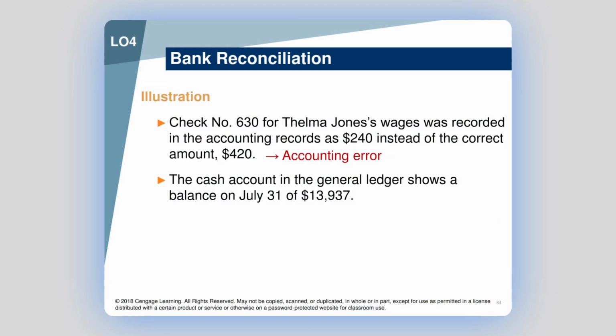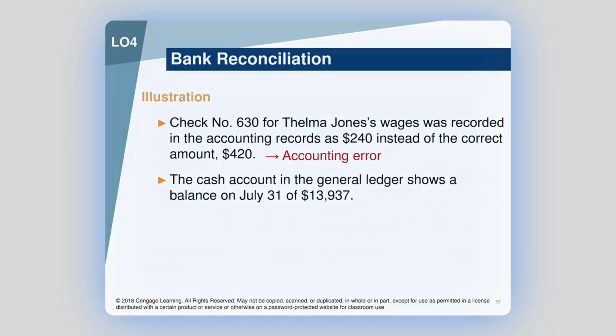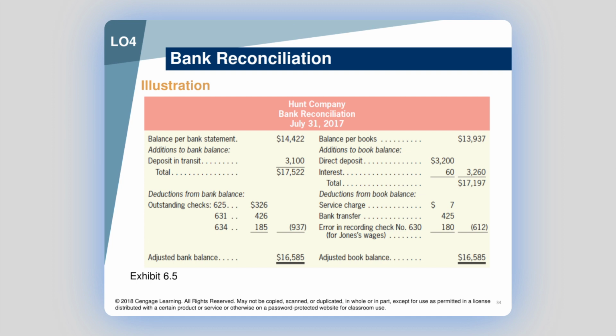So, next one, check number 630 of Telma Jones for wages is recorded as 240 instead of 420. Transposition error lang naman yan, pero you need to adjust. And the cash account in the general ledger shows a balance of 13,937. So we go to the statement. You have your bank balance on the left side: 14,422. You add the DIT, and you minus our outstanding checks.